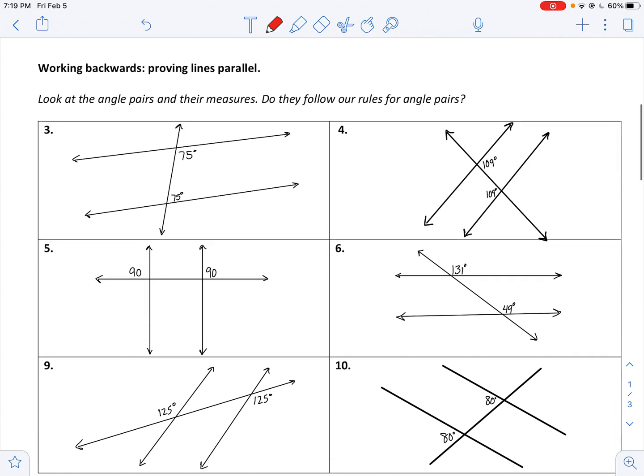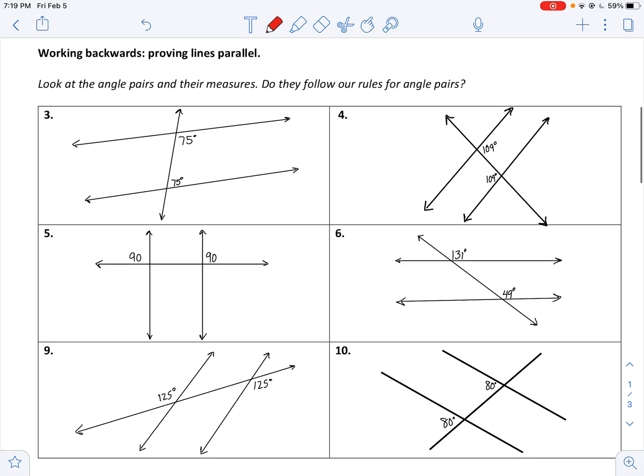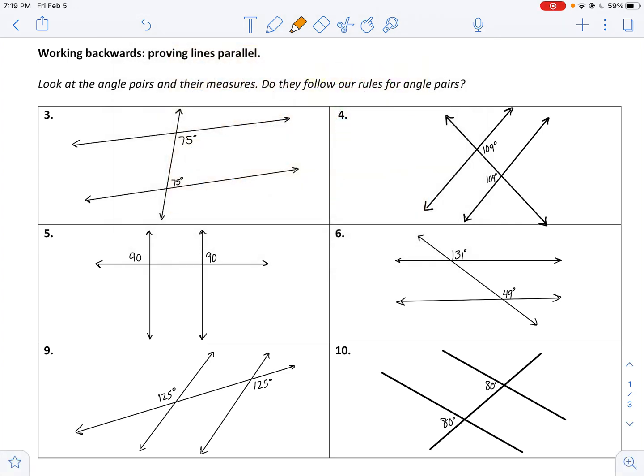Okay, let's get into the bulk of the lesson now. Working backwards to prove that lines are parallel. I'm going to look at these angle pairs, and what I want to know is, do they follow the rules that we've set for our angle pairs? And if they do follow those rules, then I'm good to go, and I have parallel lines. If they don't follow the rules, then I do not have parallel lines.